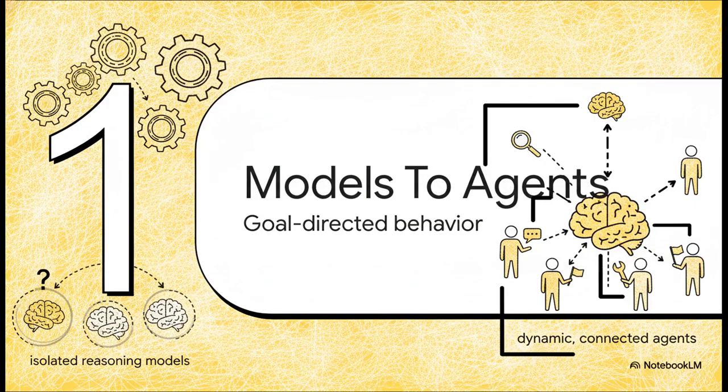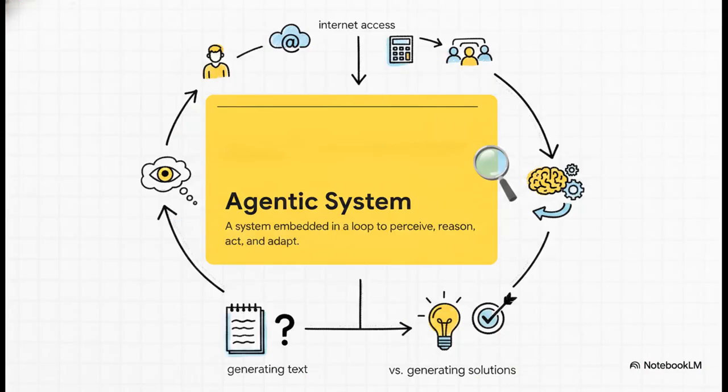Let's jump right into Section 1, from models to agents. We're shifting from passive text generation to active, goal-directed behavior. So the crucial point here is that an agentic system is what empowers that locked-up consultant. It essentially gives them an internet connection, a calculator, and maybe even a whole team to delegate to, so they can actually drive real-world outcomes. The system transitions from just passively generating responses to active, goal-directed behavior by being embedded in a loop. It perceives, reasons, acts, and adapts. It is the literal difference between just generating text and actually generating solutions.